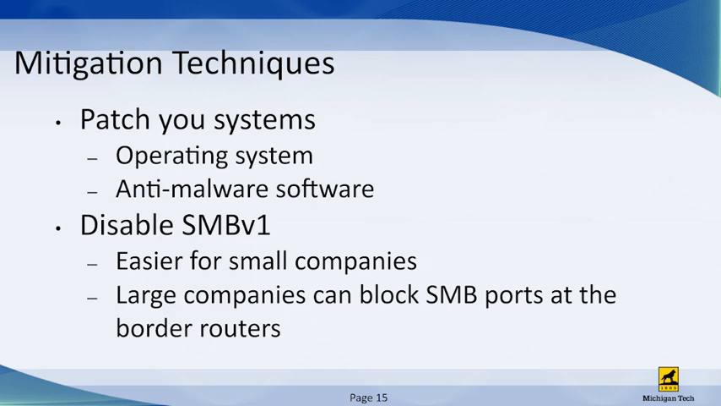So, how could they have mitigated this? To prevent ransomware attacks like WannaCry, it's crucial to, 1, patch your systems, including operating systems and anti-malware software. 2, disable the SMBv1 protocol, especially in smaller companies. This could have prevented the majority of these attacks, if not all of them. And large companies should block SMB ports at border routers to prevent exploitation.